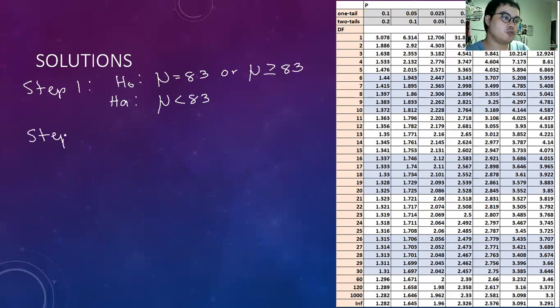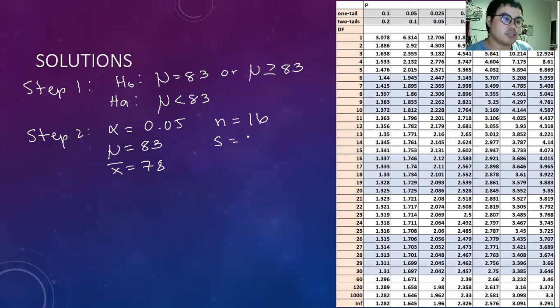While step 2 is we're going to state the given. Our significance level is 0.05. Then our population mean is 83. Then our sample mean is 78. Our sample size is 16. Then our standard deviation is 25. Okay, so now we have stated all the given.